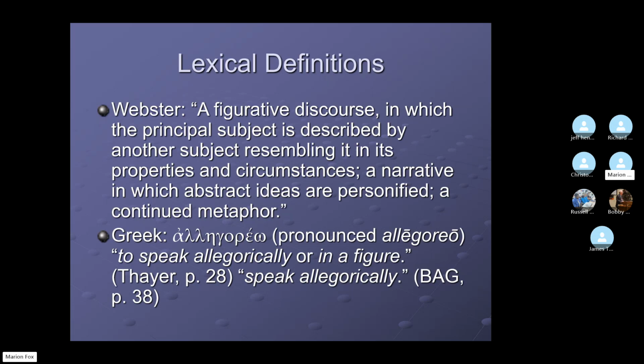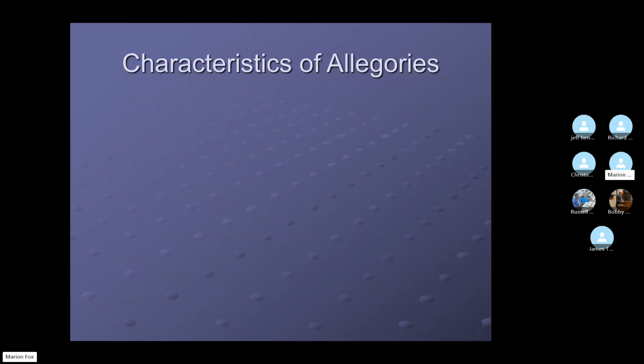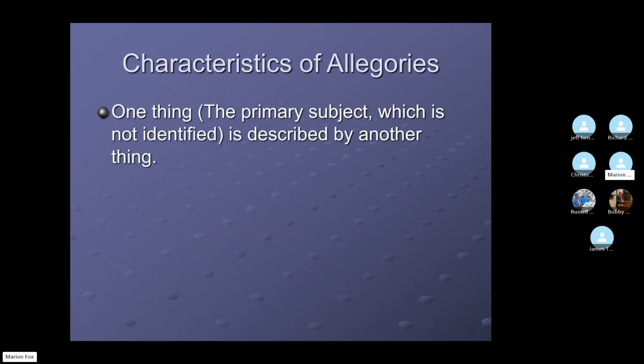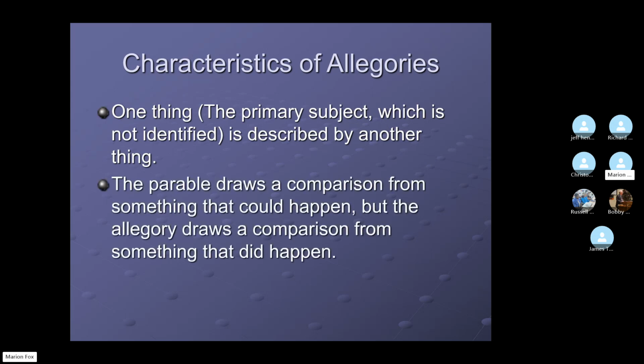Allegoreo is the Greek word to speak allegorically or in a figure. That's there, page 28, and Bauer, and Gingrich, page 38 also. Page 38 instead of 28. Okay. One thing, here's the characteristic of allegories. Now, the primary subject, which is not identified, is described by another thing. We'll show some. A parable draws comparison from something that could happen.